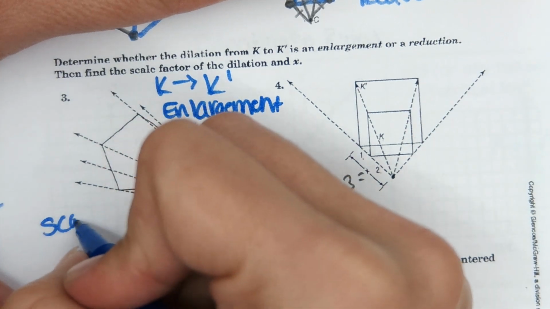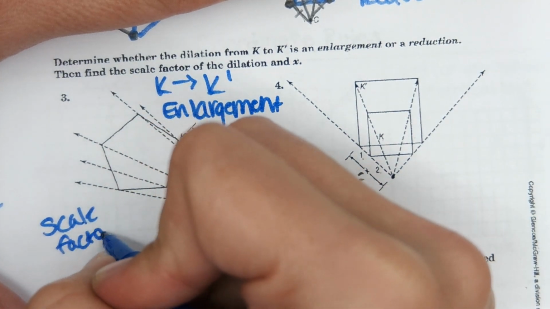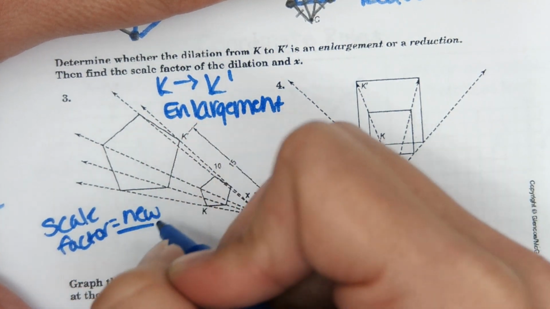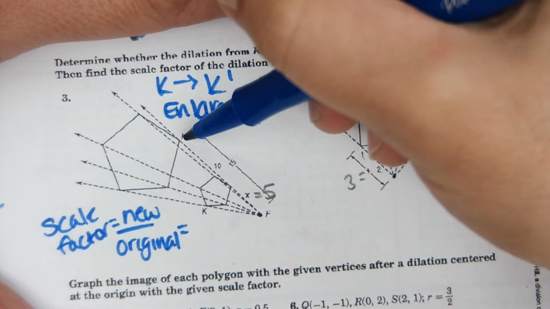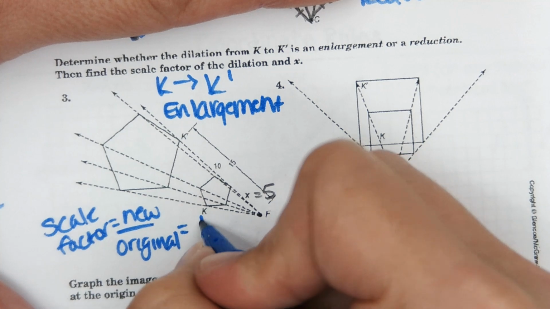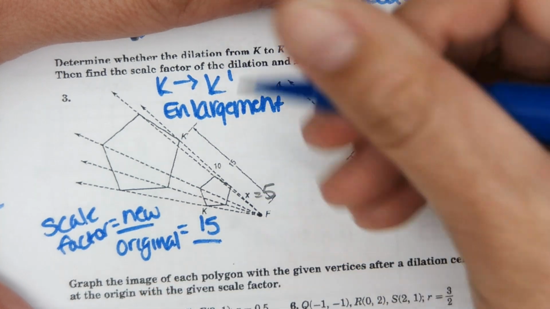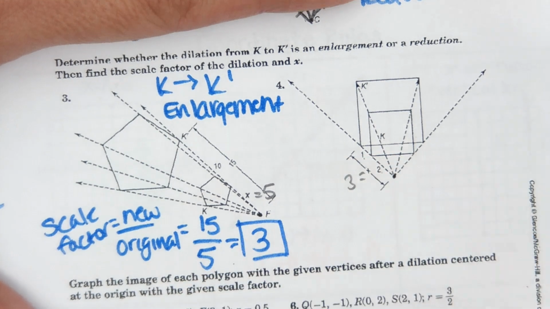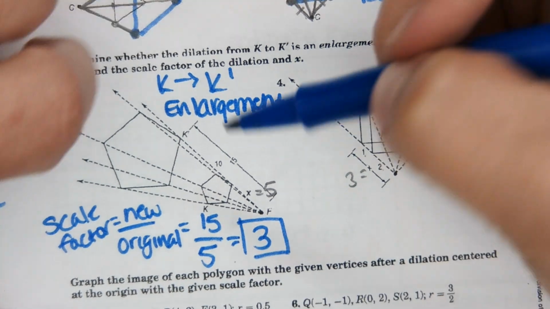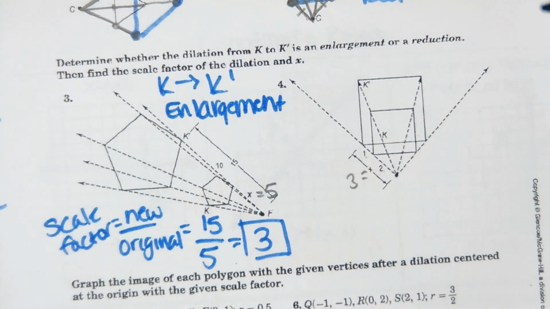And scale factor, new over the original. So the new one, k prime, is 15 units away. The original is only 5 units away from the center of dilation, so divide that out and we get 3. That's the scale factor. So this is 3 times larger than this.